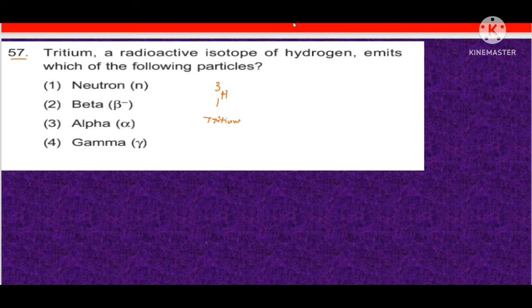Tritium is the radioactive isotope. It has two neutrons plus one proton. The presence of two neutrons plus one proton is unstable. It decays to form helium-3 plus beta particles. Beta particles are represented as e, minus 1, 0, or beta, minus 1, 0. So, it is a beta particle.